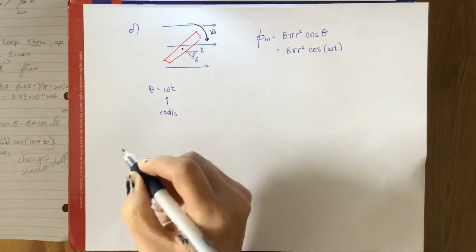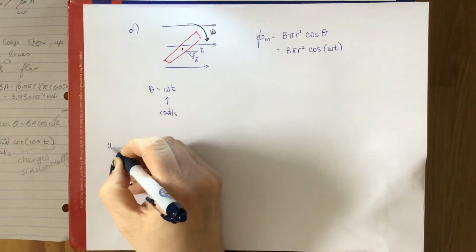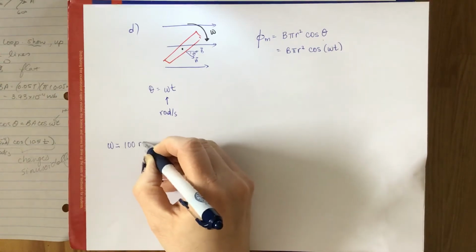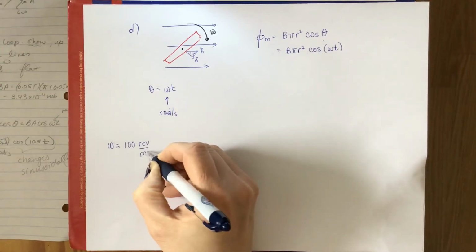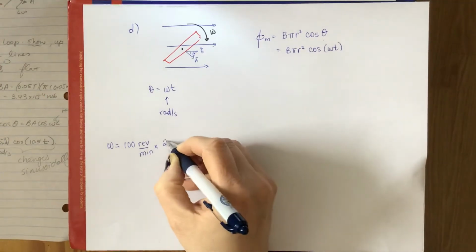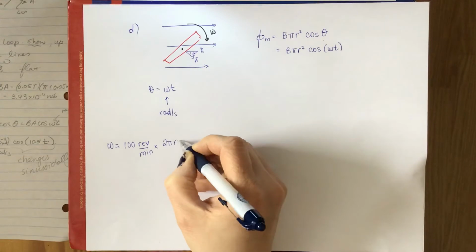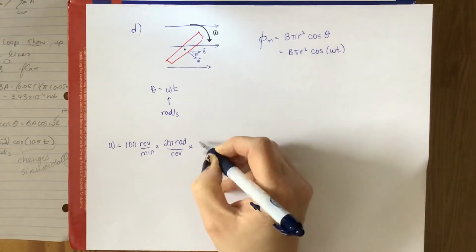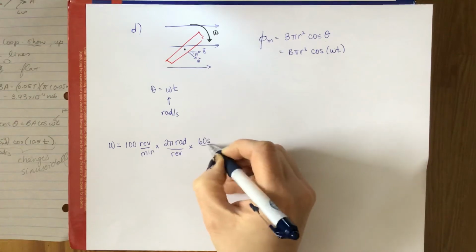And we're not given radians per second, so we'll have to do a conversion. So omega is given as 100 RPM. RPM means revolutions per minute. A revolution is one full cycle. One full cycle, or one full circle, is 2 pi radians. And of course, a minute is 60 seconds.